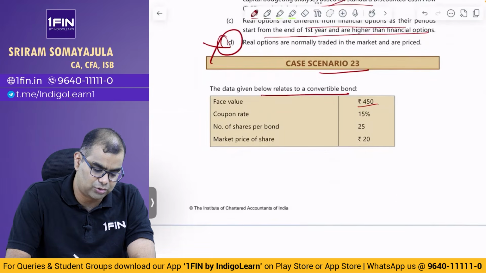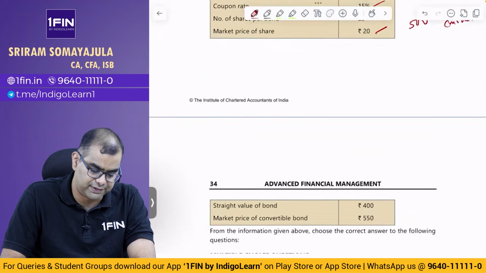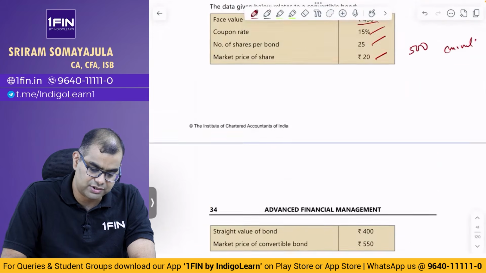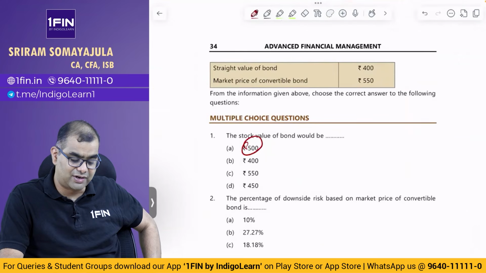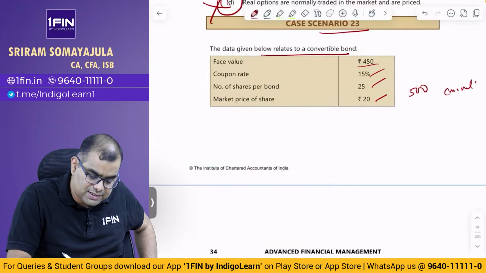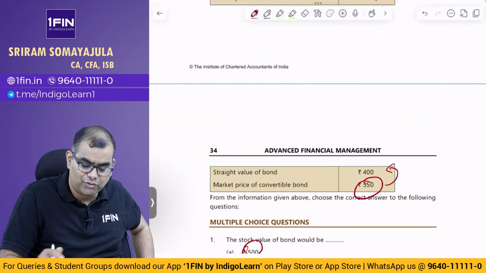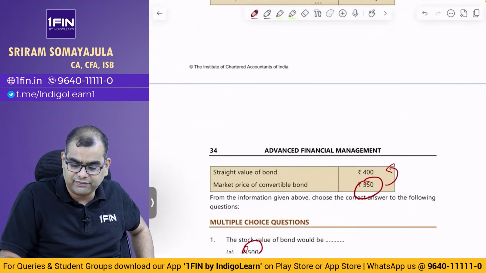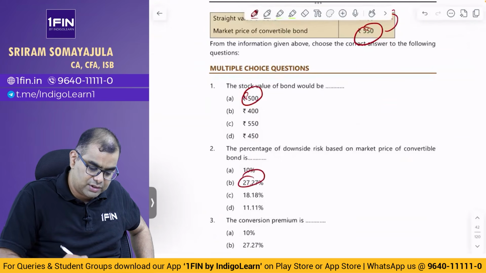Then case scenario 23, given data relates to a convertible bond. Face value is 450, coupon 15%, number of shares per bond 25, market price of share is 20, so 500 is the conversion value, straight value 400, market price is 550. Stock value of the bond, we just now computed, 500. Percentage of downside risk based on market price of convertible bond. Market price is 550 and the lowest it can go is 400, so 150 by 550 is 27.27%.